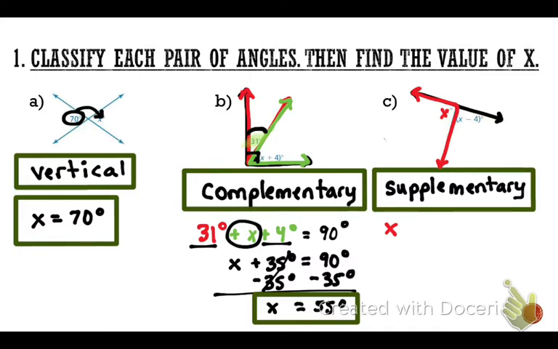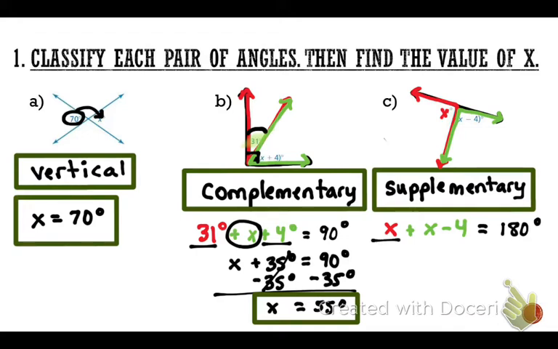I'll color this one green. What does it name this angle as? x minus 4. So I also have to add x minus 4. The total of that supplementary angle is how many degrees, class? How many degrees is always a straight line? 180 degrees.